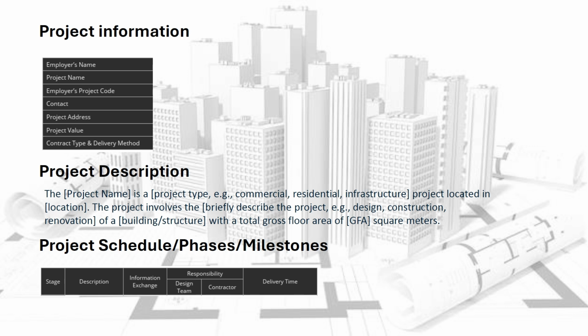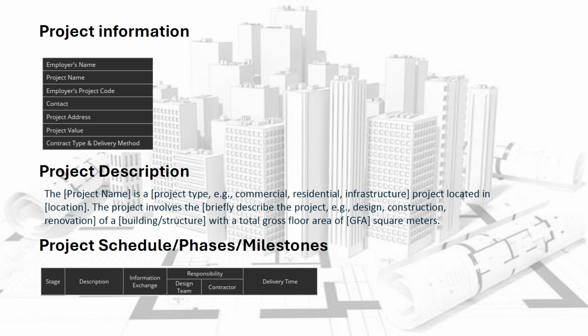Project address. The physical location where the project is being carried out. This is particularly important for construction projects and can include the street address, city, and postal code, e.g., 123 Main Street, New York, 10001. Project value. The total estimated cost or value of the project, typically listed as the contract value, e.g., $50 million. This figure provides insight into the scale of the project.